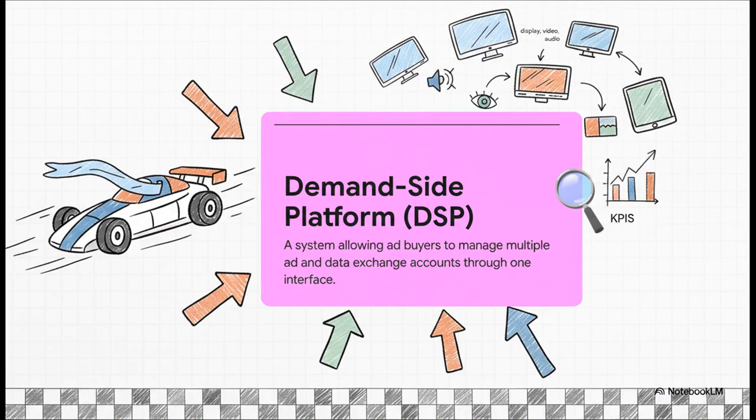So, quick refresher. What even is DV360? Well, like you see here, it's a demand-side platform, a DSP. It's basically your command center for buying ads all over the internet. But here's the thing. Having all that power without the right KPIs, well, it's like trying to drive a race car blindfolded. You've got all the speed in the world, but absolutely no direction.